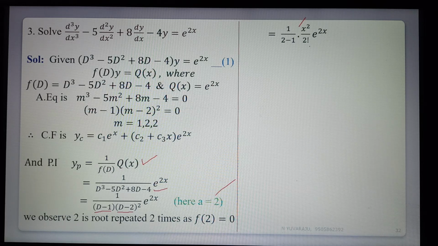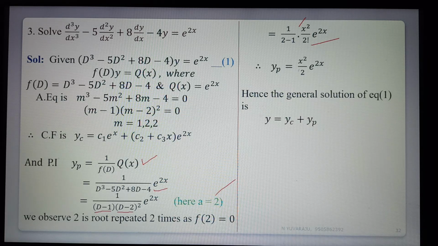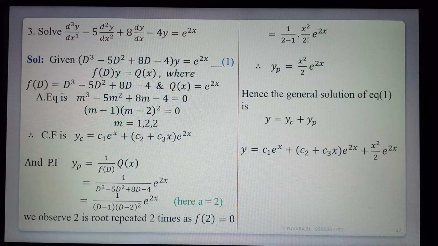What is the formula? x square by 2 factorial. The formula, when a root is repeated k times, is x power k by k factorial. So here, repeated 2 times, that is x square by 2 factorial into e power 2x, which is equal to x square by 2 into e power 2x. Therefore the general solution is yc plus yp, adding both. So that is y equals (c1 e power x plus (c2 plus c3 x) e power 2x) plus x square by 2 into e power 2x.